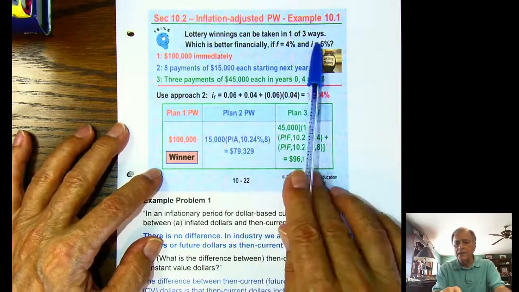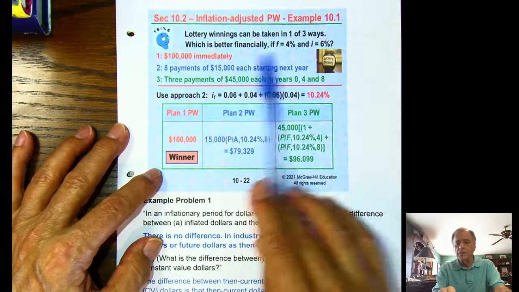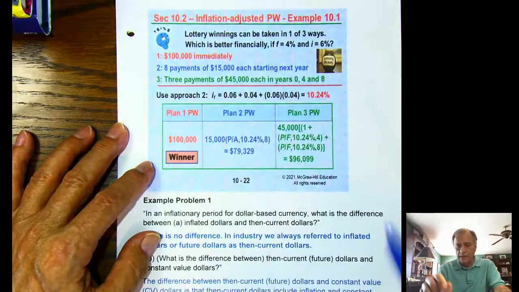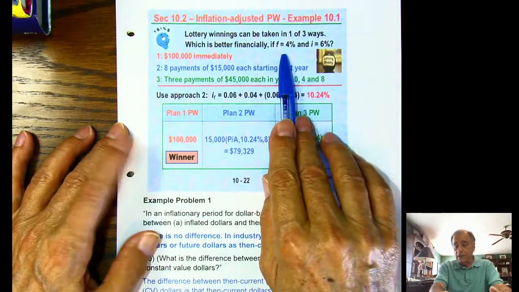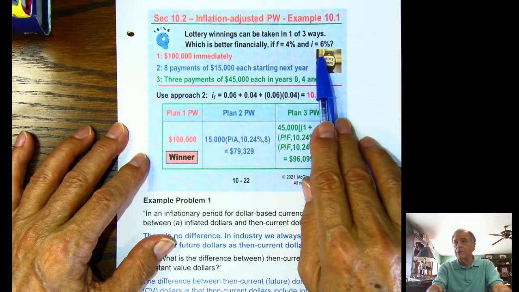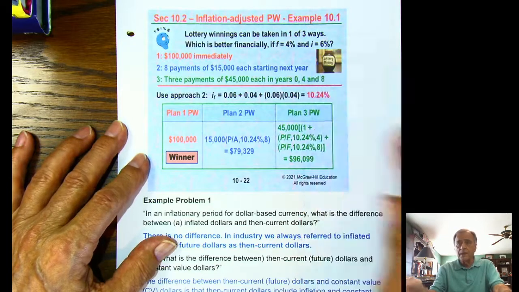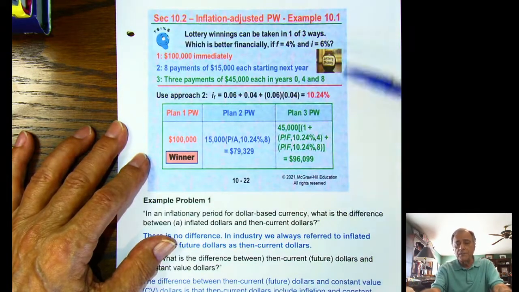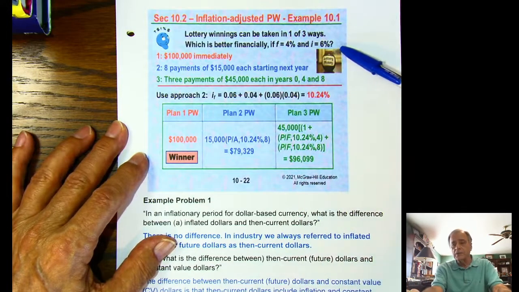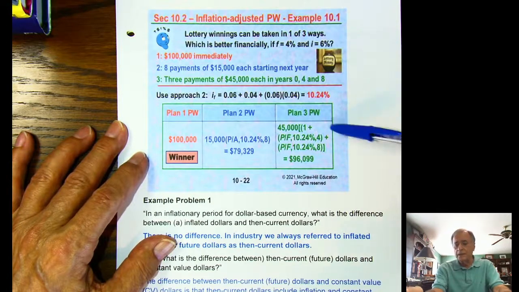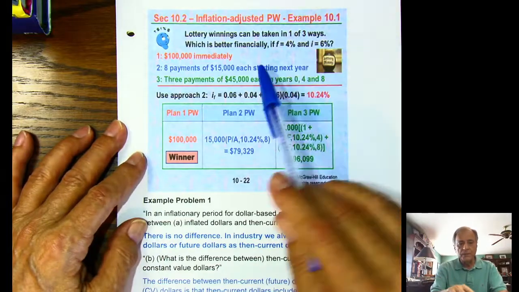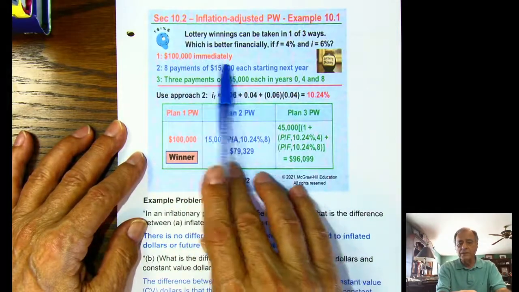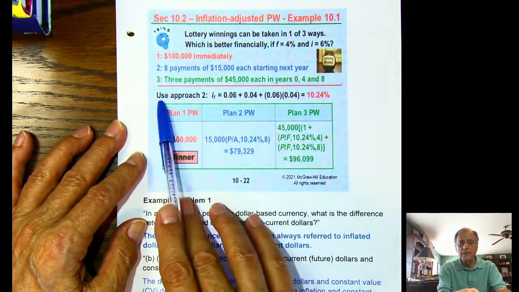A lottery winner can take their winnings in one of 3 ways. F is equal to, the inflation rate is 4% and the interest rate is 6%. That will give us a market rate, which is the product of these 2 plus each one, and it is going to be 10.24%.